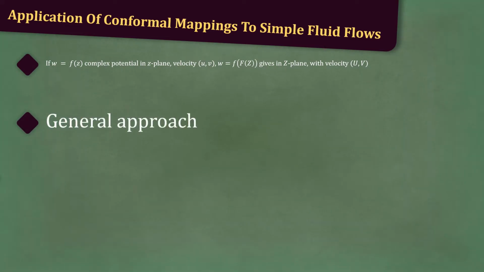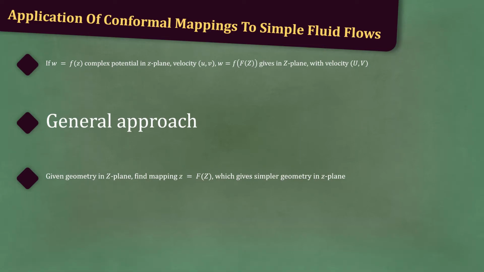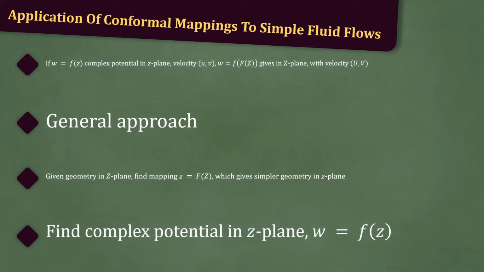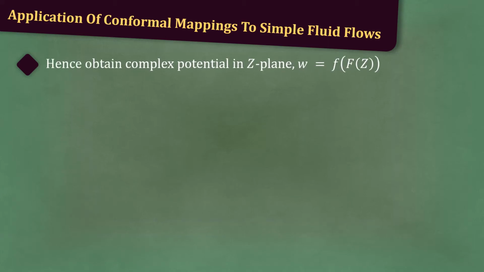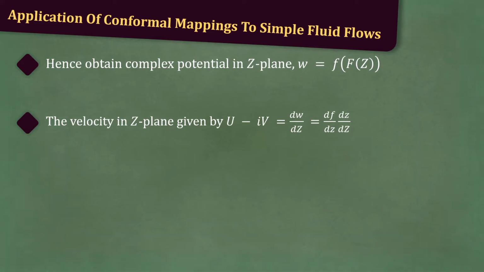So now let's discuss the general approach. Given a complicated geometry in the capital Z plane, find a mapping lowercase z is equal to capital F of capital Z, which gives us simpler geometry in the lowercase z plane. Find the complex potential in the lowercase z plane, W equals f of z. Hence, obtain the complex potential in the capital Z plane with W equal to f of F of capital Z. The velocity in the capital Z plane is then given by the chain rule such that u minus iv is equal to dW over dZ, which is equal to df over dz times dz over dZ.